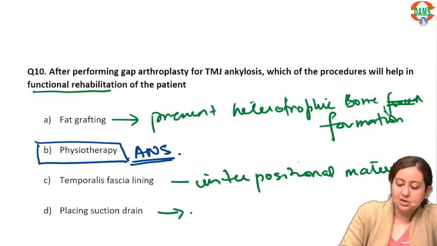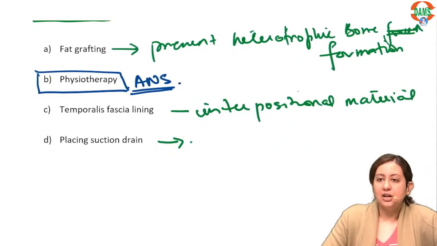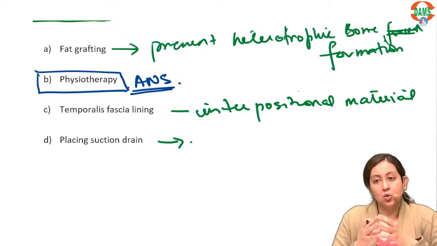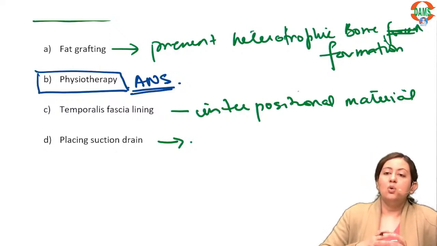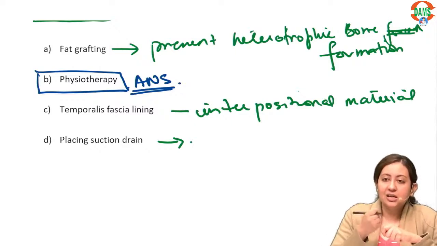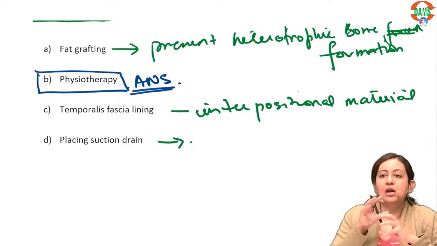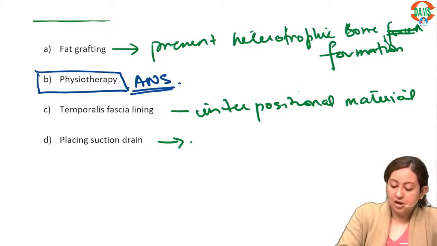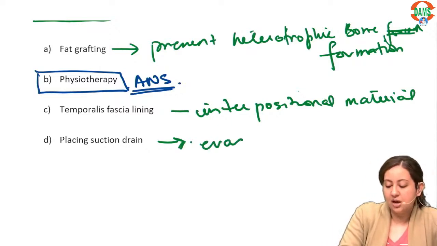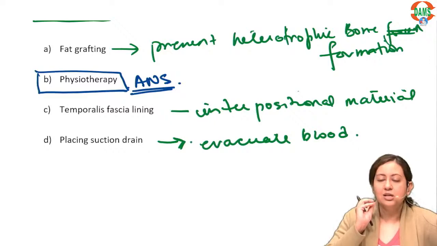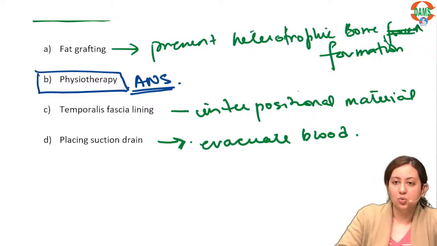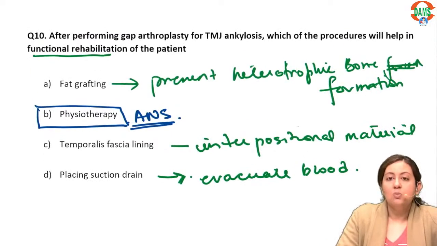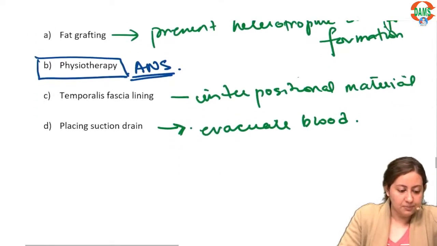Now placing of a suction drain. We all know when we are operating on the temporomandibular joint, it's a closed joint space. All right, so once we are done giving skin sutures, there will be some blood which will get collected in that cavity. So we place a suction drain to prevent hematoma formation and to evacuate blood from the joint cavity. We put a drain for a few days so that whatever blood is there gets collected in the drain and does not accumulate in the joint cavity, leading to a hematoma. All right. So here the option is option B, that is your physiotherapy.